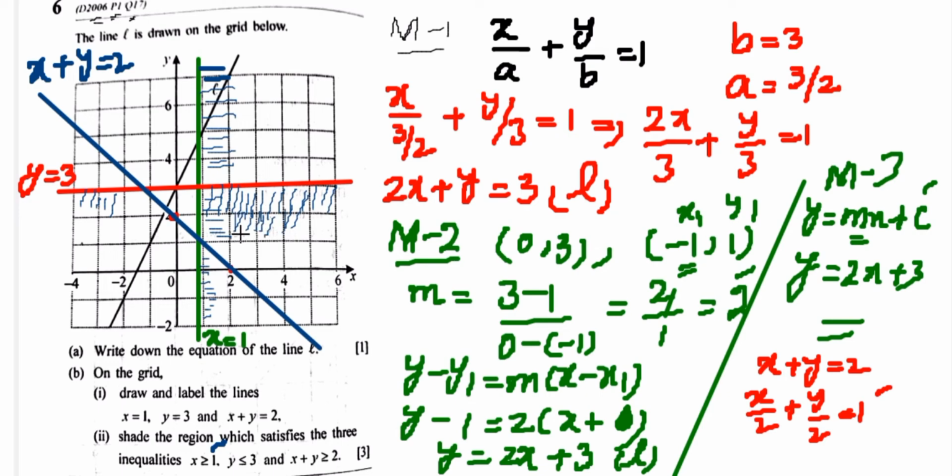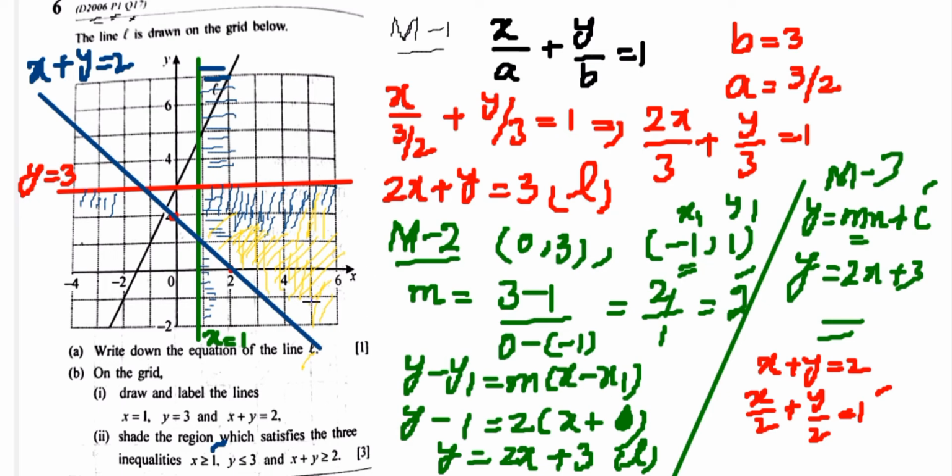The last one, x plus y greater than or equal to 2. As this line shows x plus y equal to 2, all those values which are above this line represent x plus y greater than or equal to 2 here. So this is the common region that satisfies all these 3 inequalities.